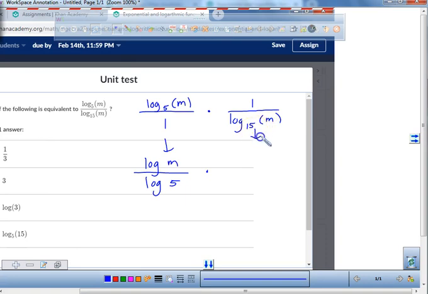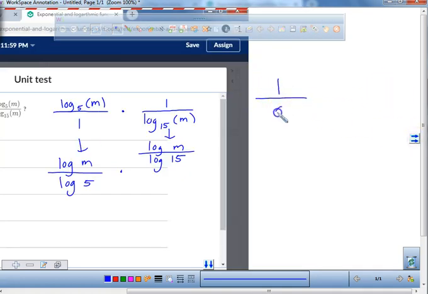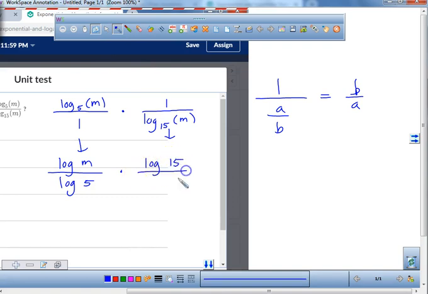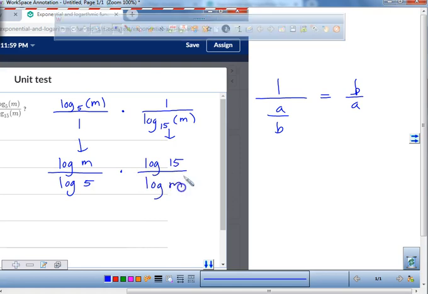Now, this right here becomes log of m over log of 15. But if it's underneath the 1, it's going to become the reciprocal following this pattern. If I have 1 over n over b, that equals b over n. So I'm going to take this and flip it. Watch this. I'm going to put the log of 15 over the log of m because this is underneath the 1. So even though this changes using the change of base formula, if it's underneath a 1, it's going to be the reciprocal.